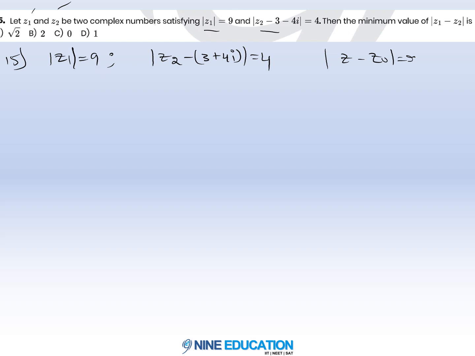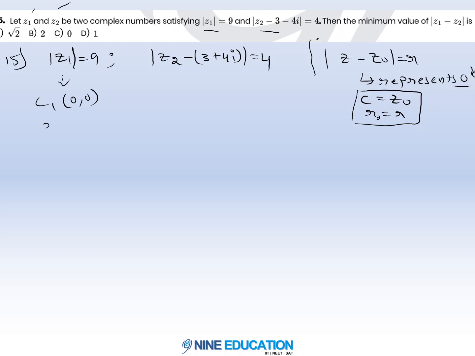We know mod Z minus Z naught equals R represents a circle whose center is Z naught and radius is R, right? So in the same way here, for this circle, let's say C1, center will be origin and radius R1 is 9, right? For circle 2, center is 3 comma 4 and radius is 4 here, okay? So both are circle equations. We need to find the minimum value of Z1 minus Z2.